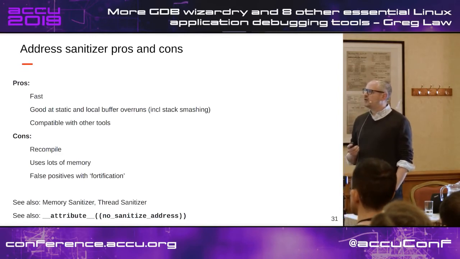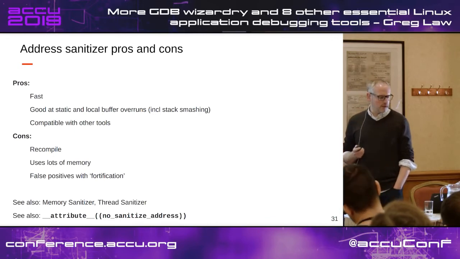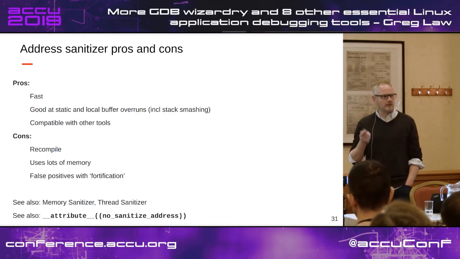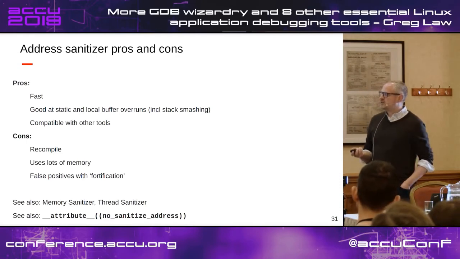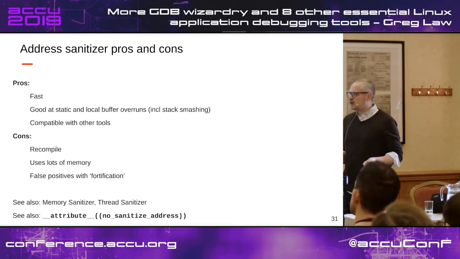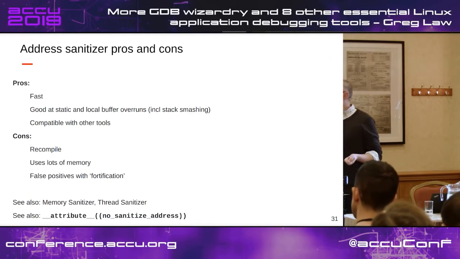So you can typically do, as I hinted before, things like reversible debugging tools with AddressSanitizer. It's not jitting the code or anything like that. So anything that relies on jitting the code is going to struggle with Valgrind, because the two jits kind of get in each other's way. AddressSanitizer doesn't. Of course, you do need to recompile it. It's a thing that the compiler does. It does use quite a lot of memory. And I'll come on to fortification in a minute.